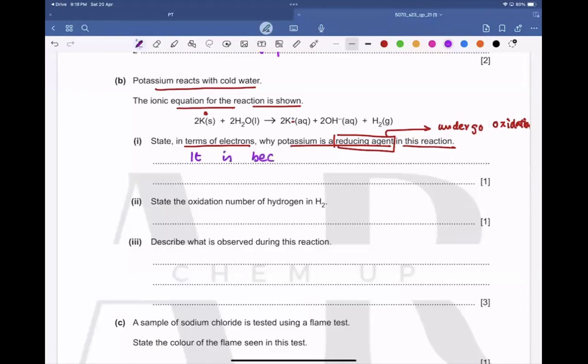See, why am I talking about the electrons? Because they have told you to state in terms of electrons. So we have to write in terms of electrons only. So I am going to write that it is because it loses electrons. Is this clear to all of you? Yeah, oxidation occurred. But if you write that it is because potassium oxidized, you will not get any mark because they have asked you to state in terms of electrons. So how can you define oxidation in terms of electrons? When the electrons are lost, right?